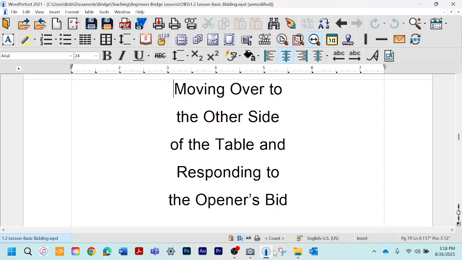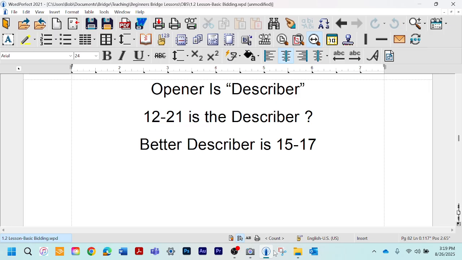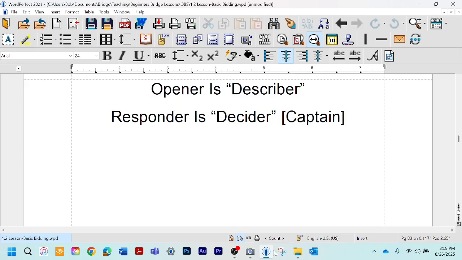Now let's look over at the responder side. And believe me, you're going to be sitting there with your partner opening and thinking to yourself, what am I supposed to do? Try to remember some of these rules. Opener is a describer, and he has described his hand. Now, if he opens one heart, that's not much of a description. All we know is he's got 5 hearts and 12 to 21 points. But he is considered the describer. And a better describer, of course, is the 15 to 17 one no trump.